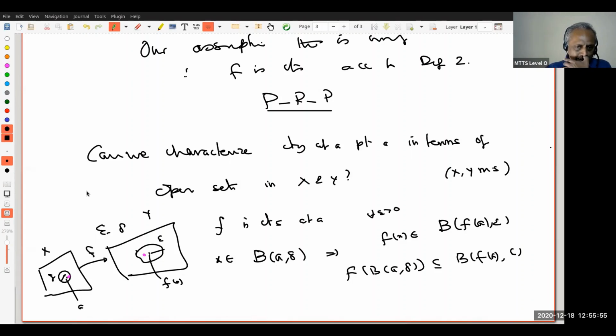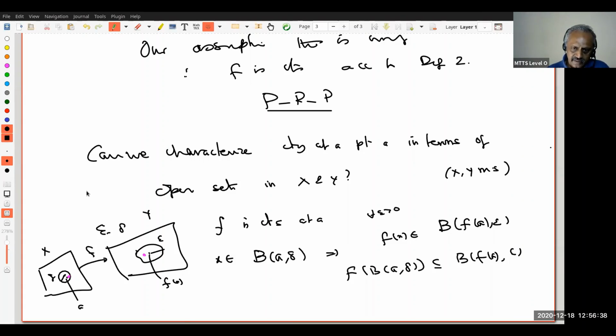Now let us look at it a little more carefully. We had already seen any open ball in any metric space is an open set. Therefore, the open ball B(f(a), epsilon) is an open set in Y containing f(a). Then there exists a positive delta, therefore there is an open ball B(a, delta). That means there is an open set containing a.